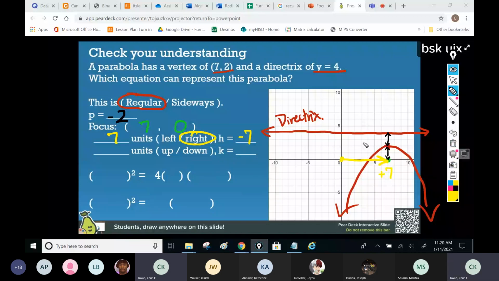And then you are also going 2 units up. All right, so 2 units up, and this is opposite of what you think. So this is a -2 right here.